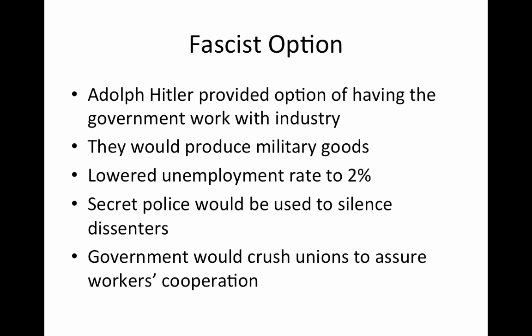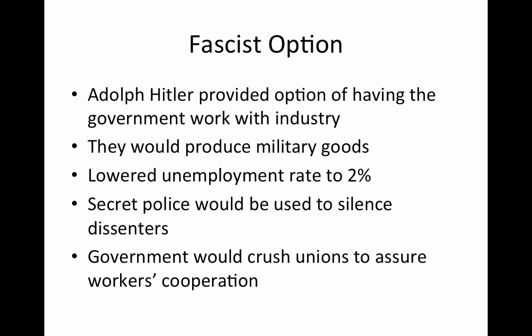The fascist option. The fascist option was developed by Adolf Hitler, but actually was developed by a number of leaders before Adolf Hitler. Hitler joined up with the German National Party. He provided an option of having the government work with industry. They would produce military goods. Now, we all know how monstrous the fascist option became, but what we oftentimes forget is how successful it was at the beginning and attracted people because of its success.